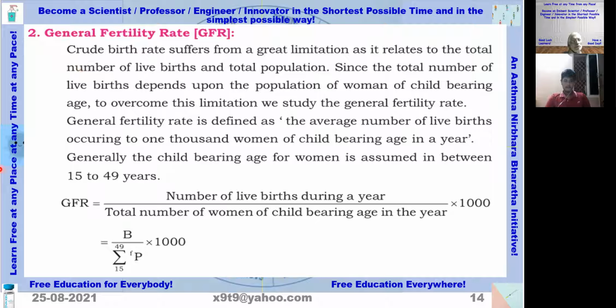So, GFR is equal to the number of live births during a year divided by the total number of women of childbearing age in the year. For the number of live births, there is no change: B is B only. But here, the denominator is the total number of women of childbearing age. That means we will not take the men. Among the women, we take only those between 15 and 49; those below 15 we don't take, and those above 49 years also we don't take. Then multiply by 1000. B is the same as the number of live births in the previous formula, but here the denominator is the sum of the female population between 15 and 49. That age range only we take.